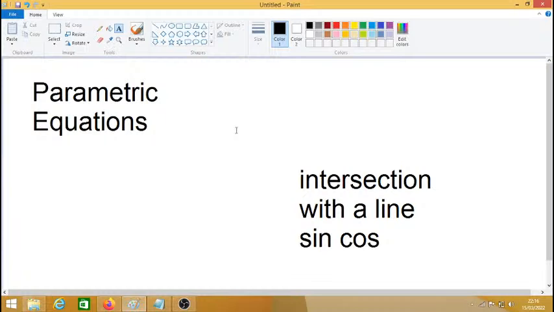This is the chapter of Parametric Equations, Year 2 A-Level Pure Maths. We're looking at an example today where we have to find the intersection with a line. The parametric equations are going to have sine and cos involved in them.